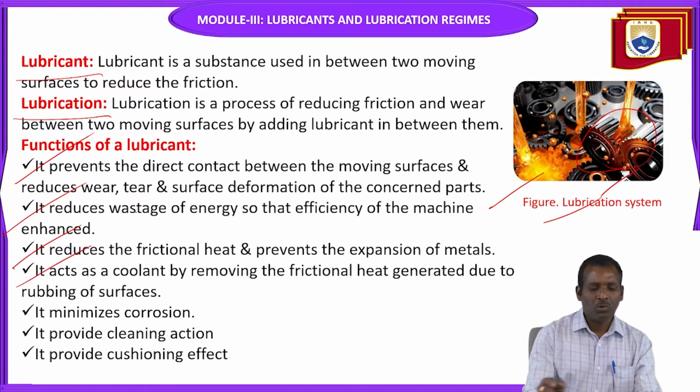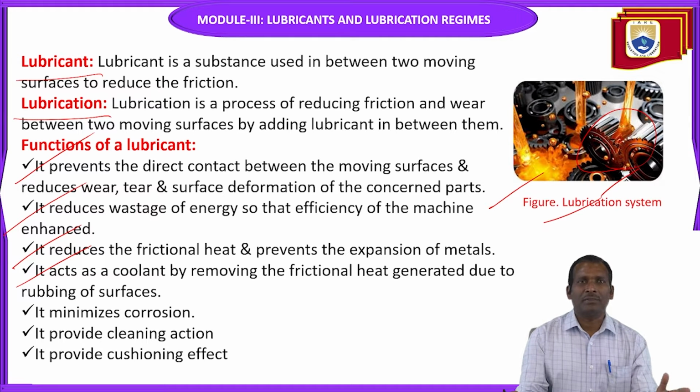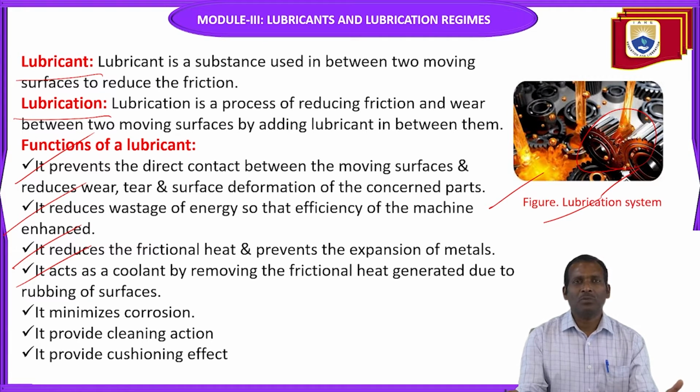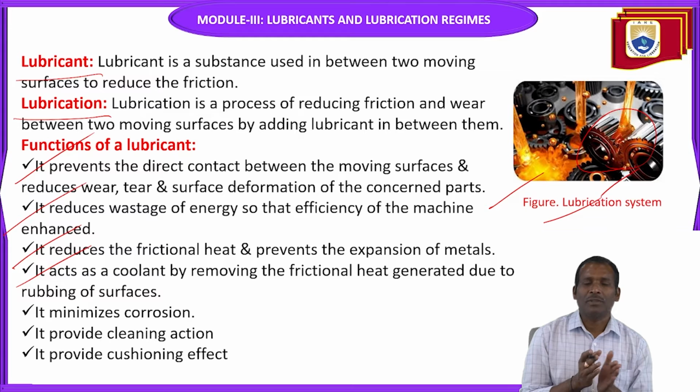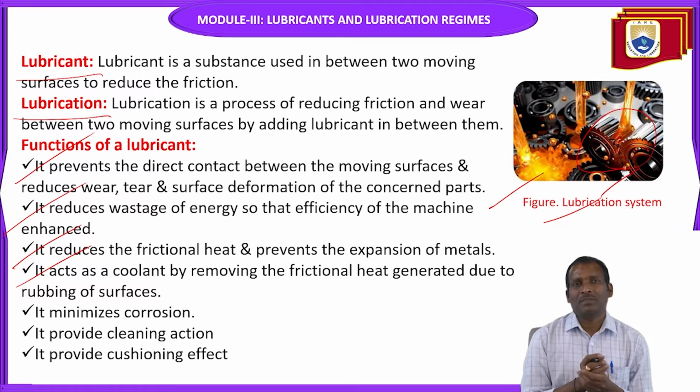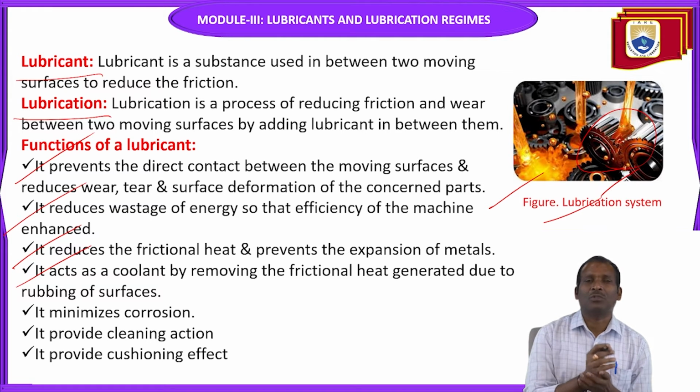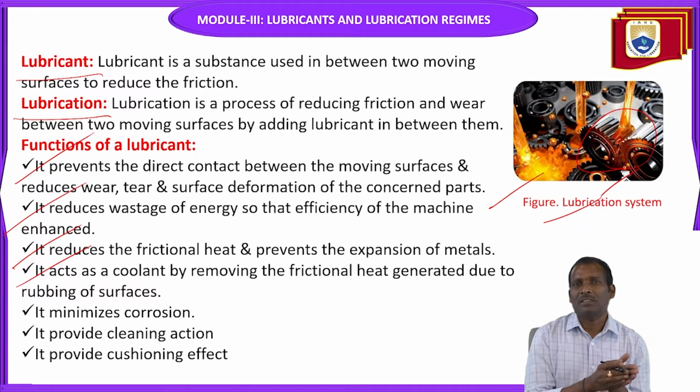It acts as a coolant by removing the frictional heat generated due to the rubbing of surfaces. Whenever two contacting surfaces are rubbing, some heat will be generated due to the friction between them. How to reduce and remove this heat? By using a coolant, and you can use the lubricant for that. Different types of lubricants are there, which we will discuss in later slides. By using lubrication, you can remove this heat from the system.